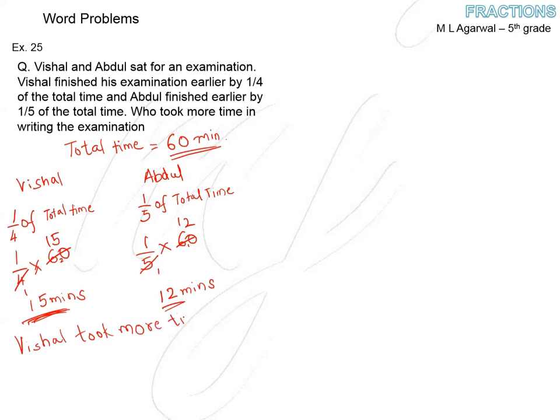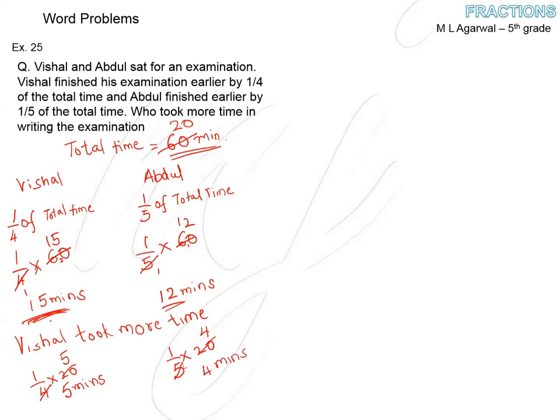Why? Because I have taken 60 minutes. Suppose somebody says, I will take the LCM of 5 and 4 and say that my examination is 20 minutes only. I can do that also. So I can say here 1/4 multiplied by 20 and here 1/5 multiplied by 20. So 4 5s are 20 and 5 4s are 20. So Vishal will take 5 minutes and Abdul will take 4 minutes. And 5 is greater than 4, so Vishal took more time.